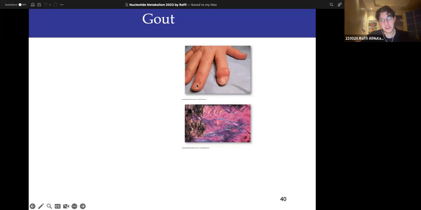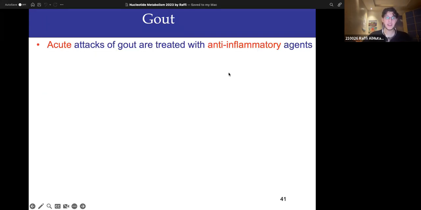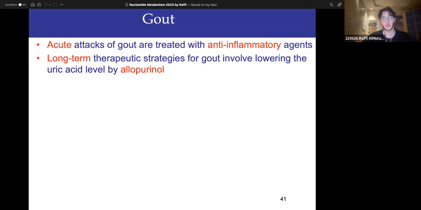And this thing right here is called a tophi. The patients would have pain in this joint, so they'd have gouty arthritis in this joint. Now, when you want to treat gout, if someone's having an acute attack, you give them an anti-inflammatory, like an NSAID. But in long-term or chronic cases, we use a drug called allopurinol.